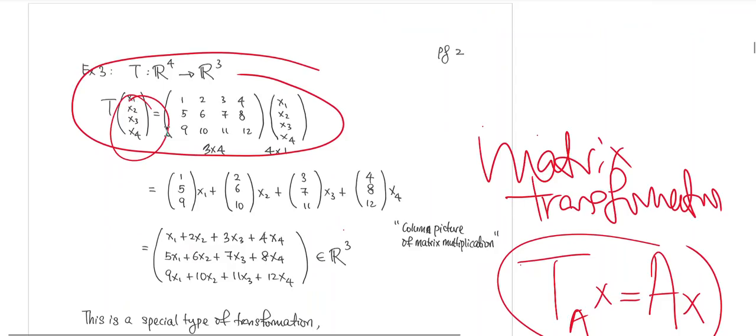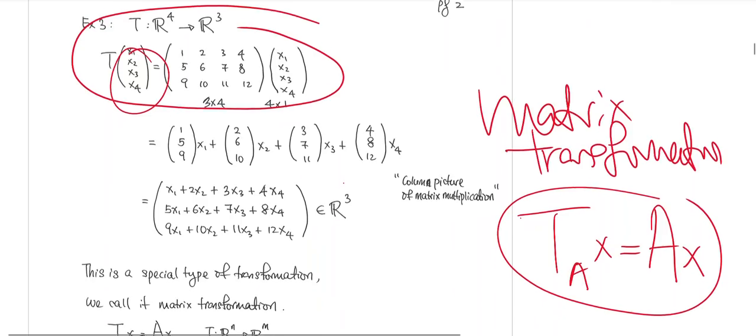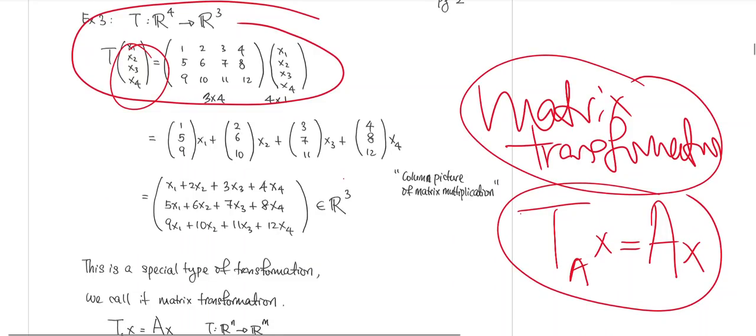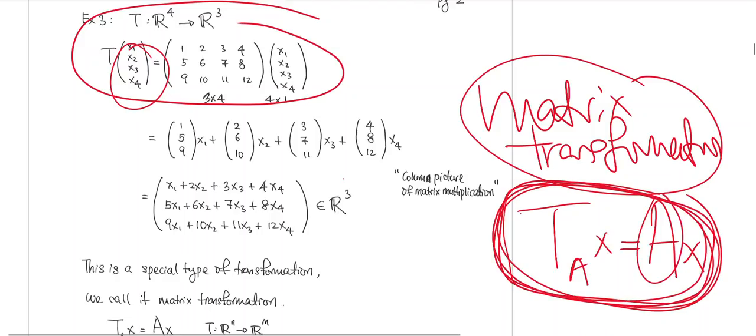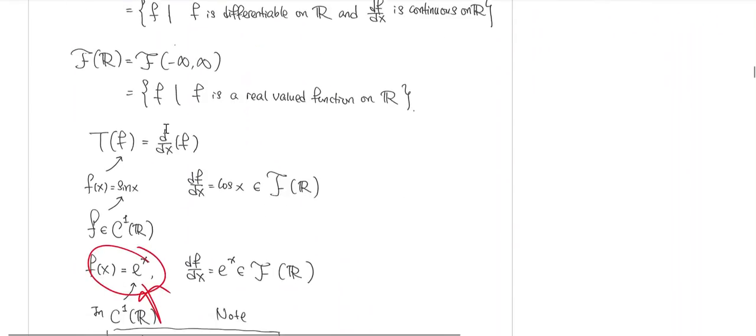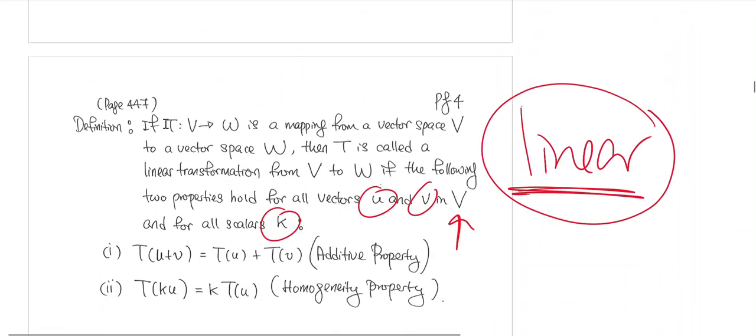in particular, there's a type of transformation which is very important. The type of transformation is called matrix transformations. Matrix transformations are all the transformations that can be written in this form. So if you can write a transformation in this form, where A is a matrix, then you call that transformation a matrix transformation. And we also talked about the definition of linear transformations.